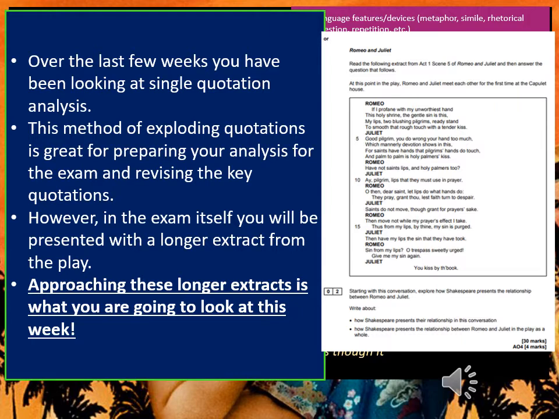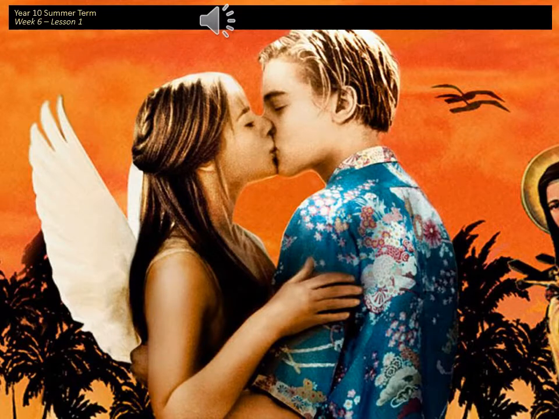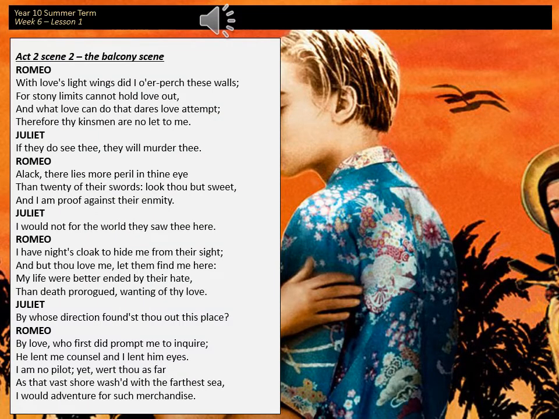So that's what the exam looks like there. Okay, you get given an extract and a question to answer. Okay, so let's imagine for a moment that this is the extract that you're presented with. It's from Act 2, Scene 2, and it's the balcony scene.